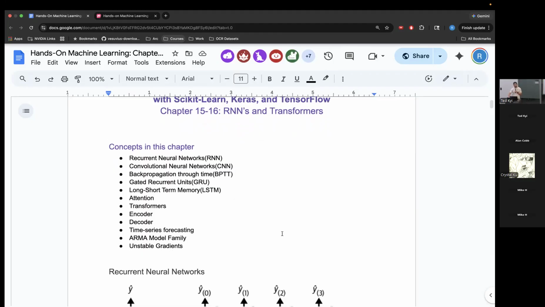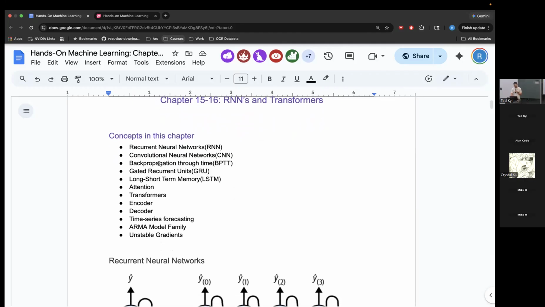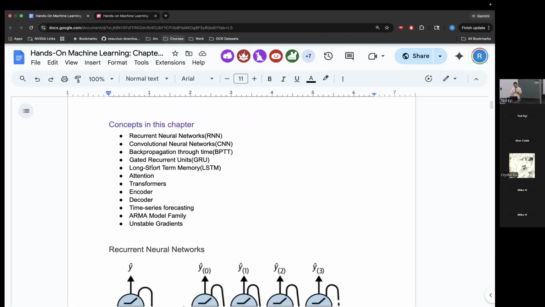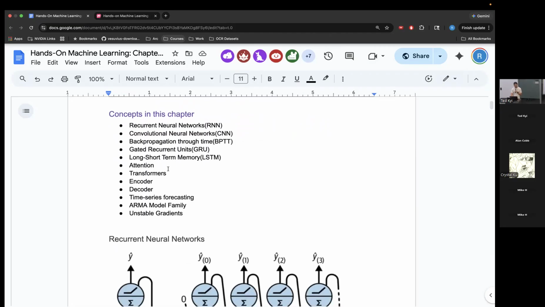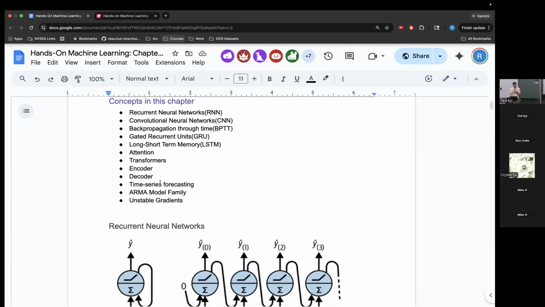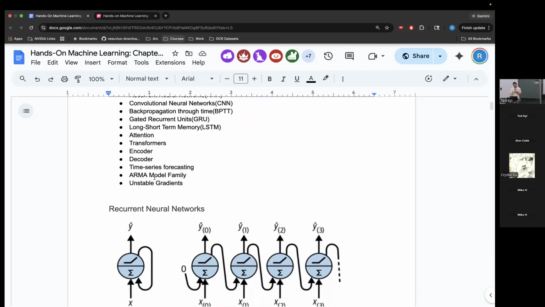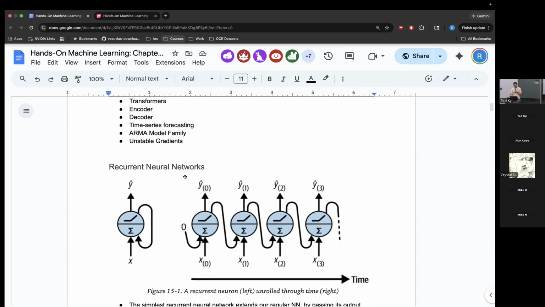So this is like a concept map. Just understand, if you get some of these keywords, then you've captured the essence of the chapter. So we'll talk a little bit about RNNs, recurrent neural networks. We'll talk about convolutional neural networks a tiny little bit, and then we'll talk about backpropagation through time, gated recurrent units, long short-term memory, attention, transformers, encoders, decoders, time series forecasting, the ARMA family of models, and solving unstable gradients a little bit.